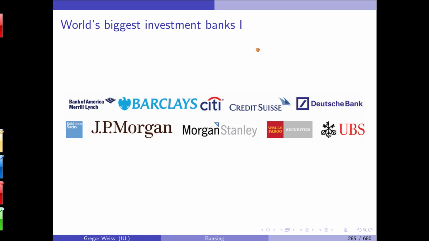For Dresdner Bank, it was Dresdner Kleinwort Wasserstein, or Kleinwort Wasserstein. So each bank bought an investment bank and subsequently merged with that investment bank. So nowadays it's just Deutsche Bank Capital Markets. Goldman Sachs, the world's largest investment bank, JP Morgan, Morgan Stanley, Wells Fargo Securities, and UBS.